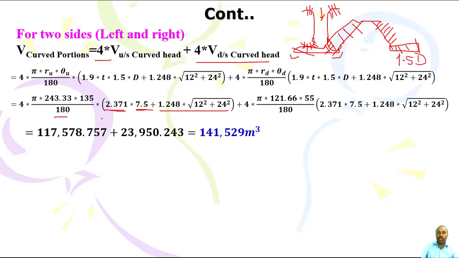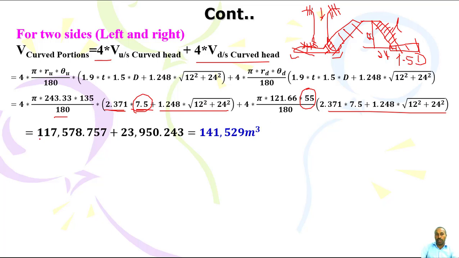For the curved portion, we get 7.5 here. Then plus 1.248, which is just for the slope protection. Then the square root, which is the slant length we are calculating, 12 here and 24 here, then the length will be this one, multiplied by the thickness. Then you have the length again, and then you get the volume. Then plus, for the downstream curved head, you follow the same approach, but here the angle is different, which is the downstream sweep angle.